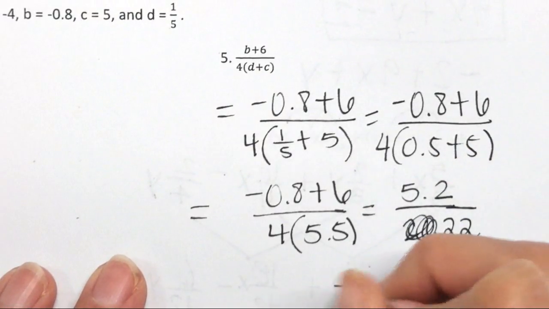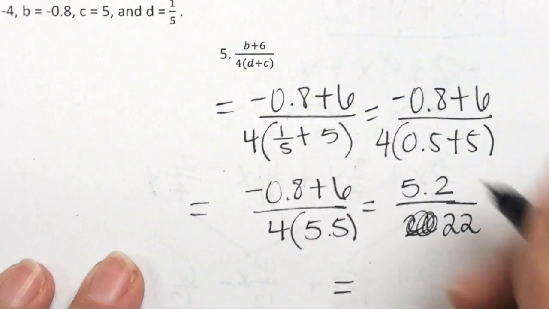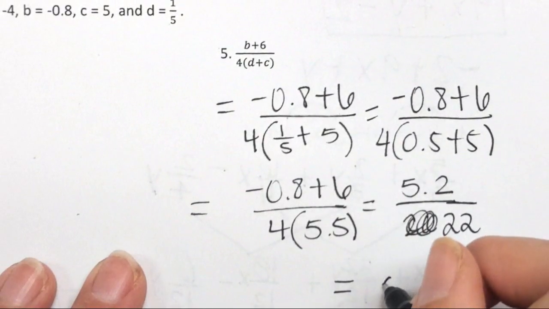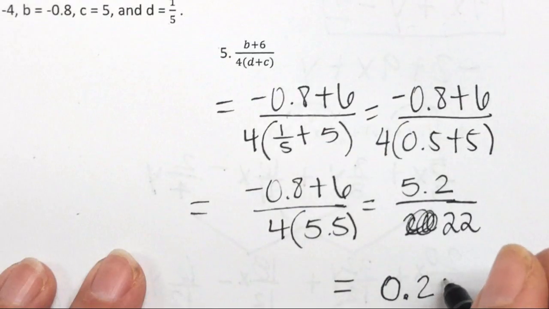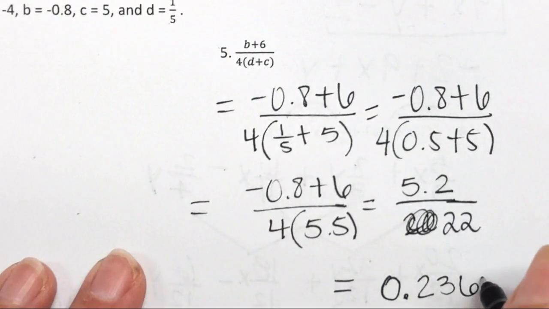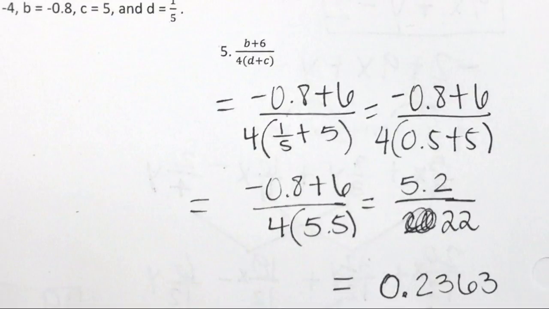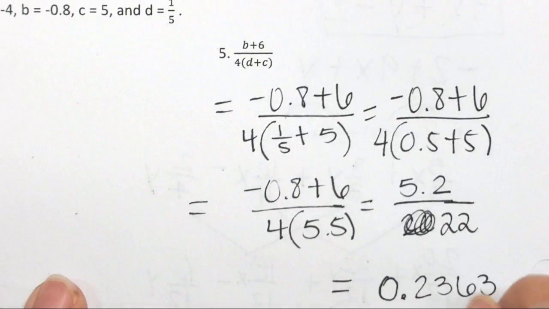And now just divide, and you should get what? 0.236. 363. You want us to round to a second? 2, 3, 6, 50. Yeah, let's round this to 0.24. We can do that.